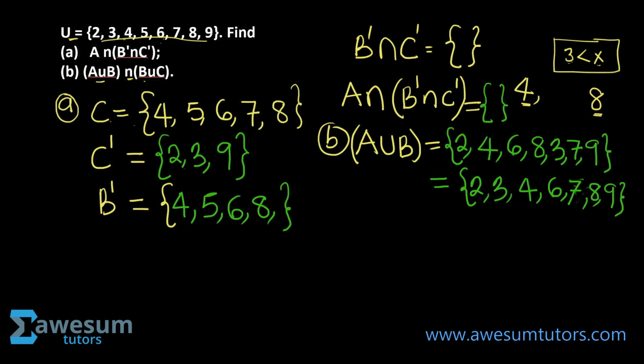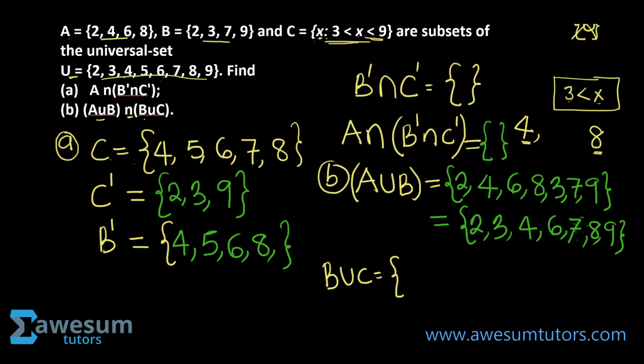What about B union C? So we will come here and we'll say B union C. Let us do that. B union C is going to be the combination of the elements in B and C. And we already wrote out C right here. Okay, so what is B?